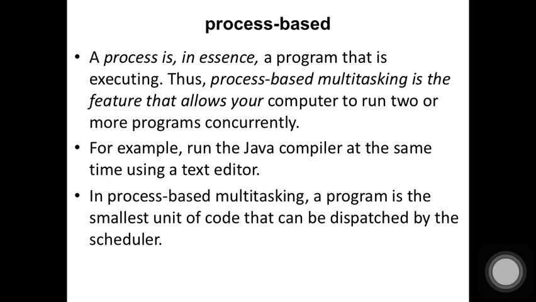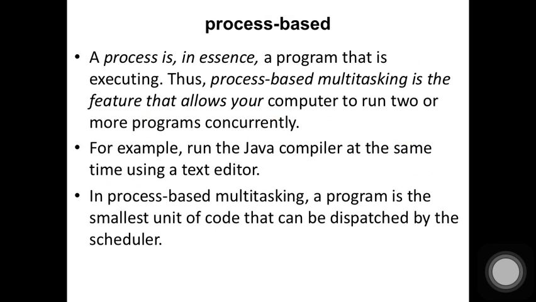A process is in essence a program that is executing. So we can run more than one program parallelly, one after another. At any particular instance of time, only one process will be active. But we feel that two or three processes run parallelly, and this comes under process based multitasking. The best example is you can run the Java compiler, at the same time use a text editor, or at the same time play certain songs.